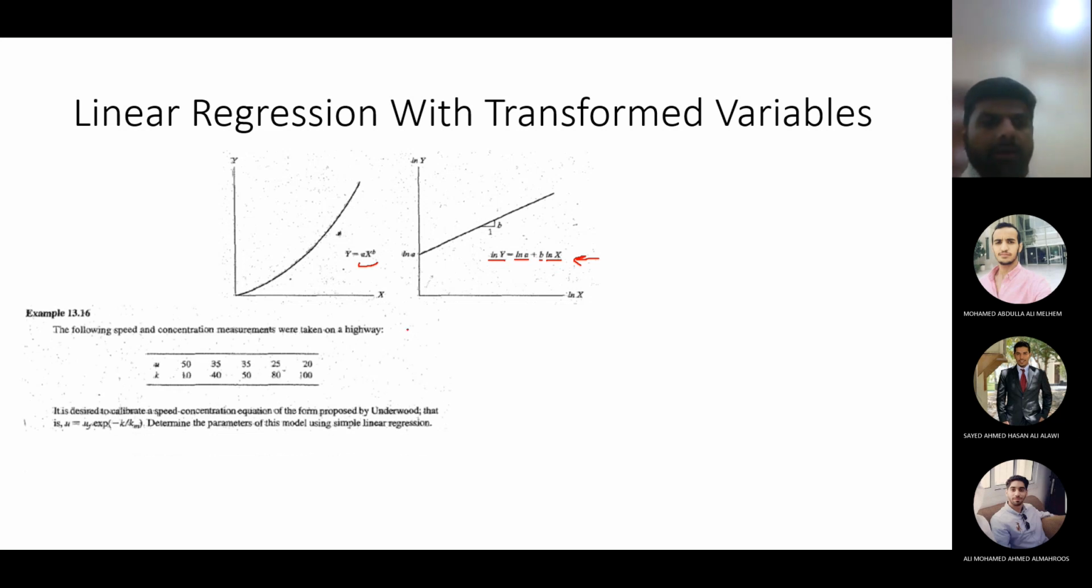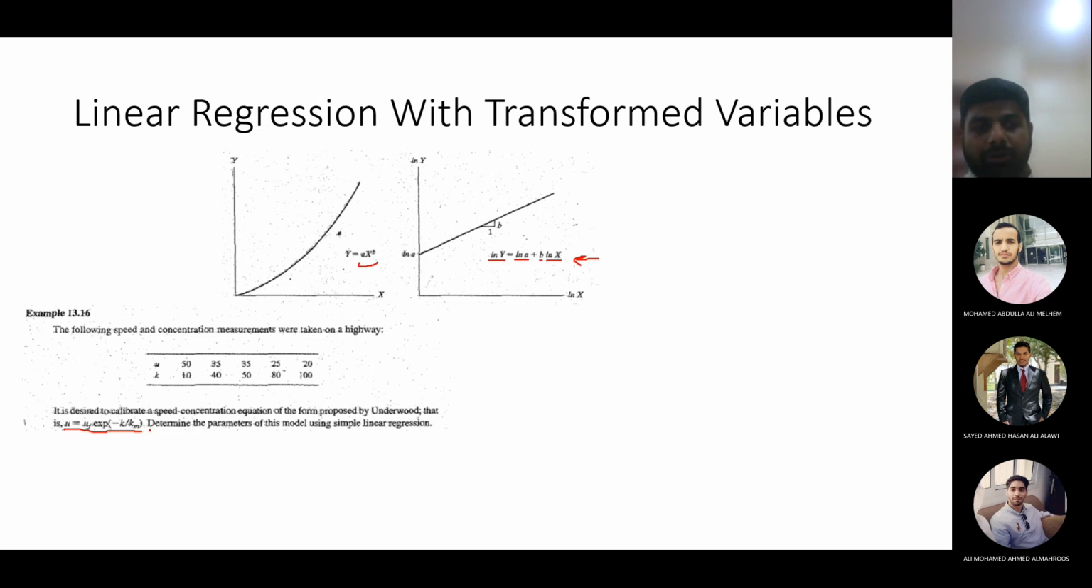So for example, we have again the same, not the same, I think the values are different. They are not the same values, right? The values are different, but the equation is still between speed and concentration, or speed and density. So the actual relationship is u equals uf exponential minus k upon km. This is an exponential relationship. We have to find out the model parameters by transforming it into simple linear regression.